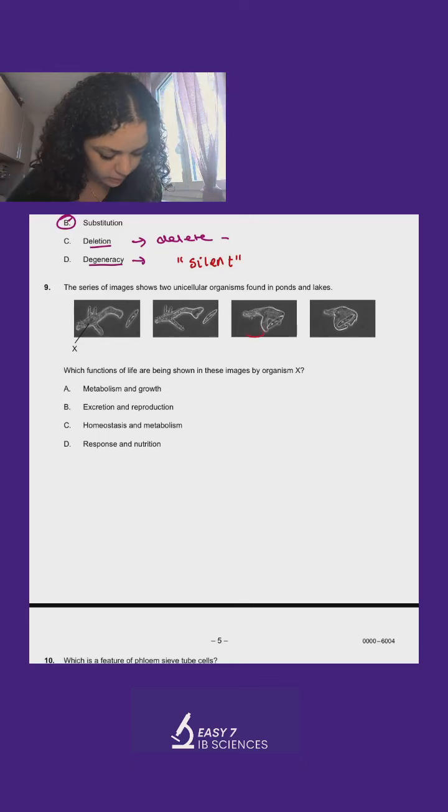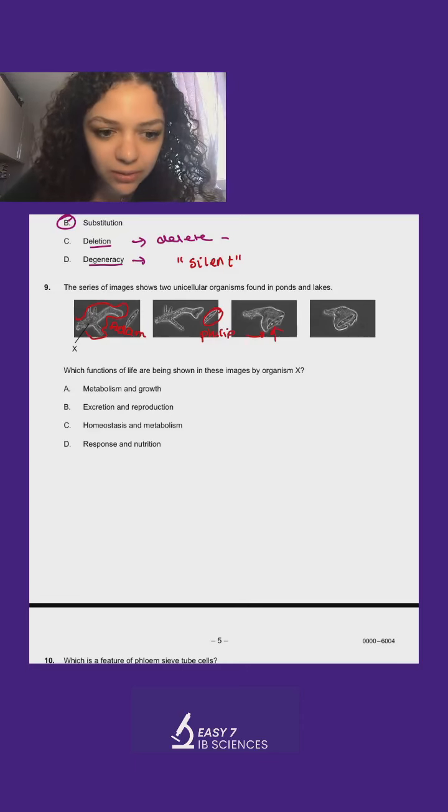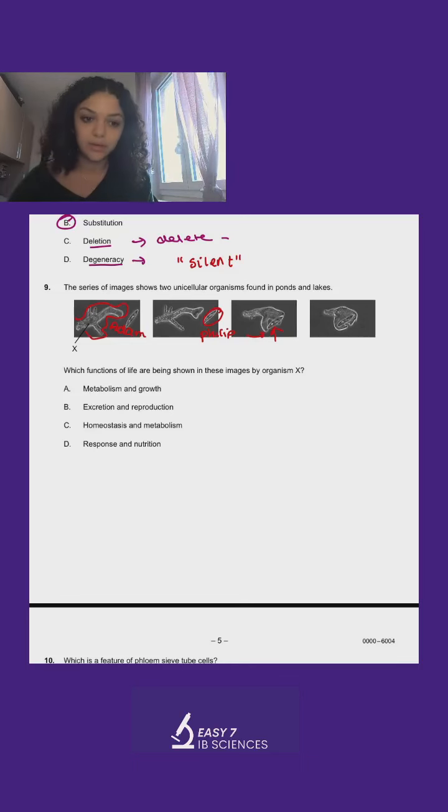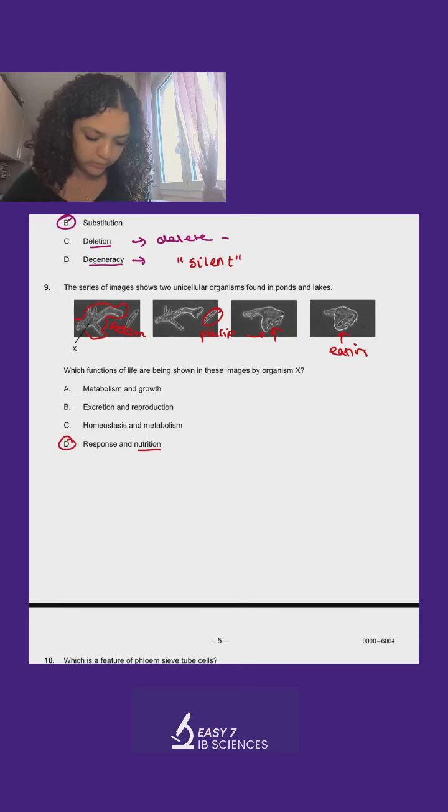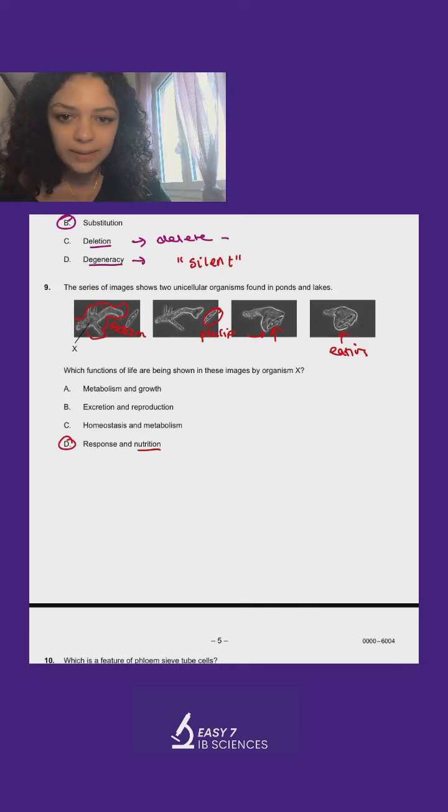What's happening here? There's another organism here. Let's say this is Adam and this is Philip. What do we see Adam doing? Adam engulfs Philip. Can we guess what's happening here? If it's engulfing it, it's eating it up, right? So if it's eating it, it's for nutrition. And that's why our answer is D. Can we see why the answer is going to be D, guys?